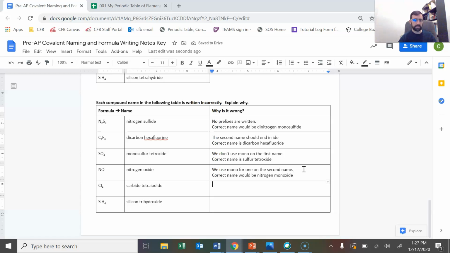Carbide tetraiodide for CI4. So I have CI4, carbon tetraiodide. What's wrong with this? I'm sorry, it says carbide tetraiodide. The first name shouldn't end with IDE. We don't change the ending of the first name to be IDE. So, the correct name is carbon tetraiodide.